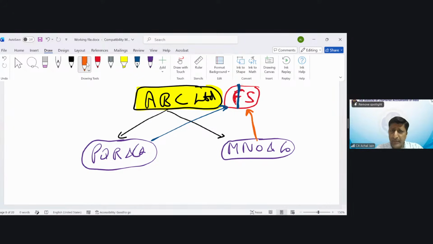Some of the areas might be common as well. But what is the purpose? Purpose is to bring in more efficiency. Idea is not to get into a duplication. Okay, so that's not really the objective.